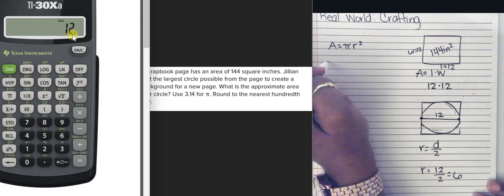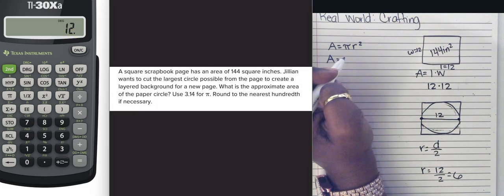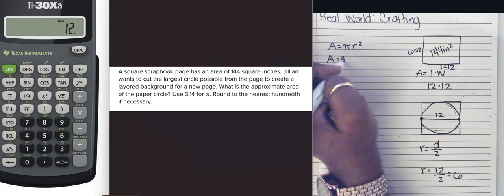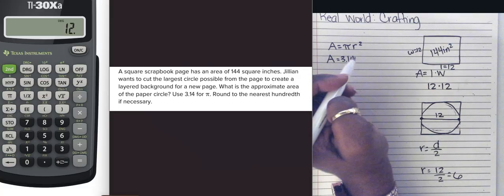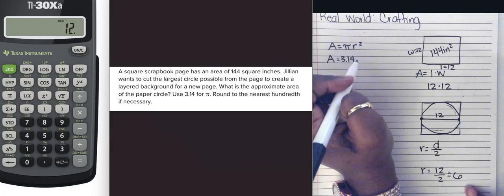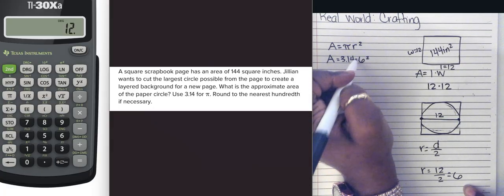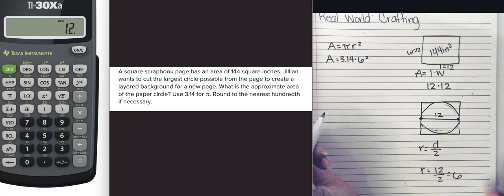So I'm going to just rewrite my statement up here. We don't have the area yet, so I'm going to keep my variable. That is going to be equal to, for pi, they tell us that we're going to use 3.14, so I'll put 3.14. Our radius is going to be 6, and we're going to square that. So that's what we have now for our problem.